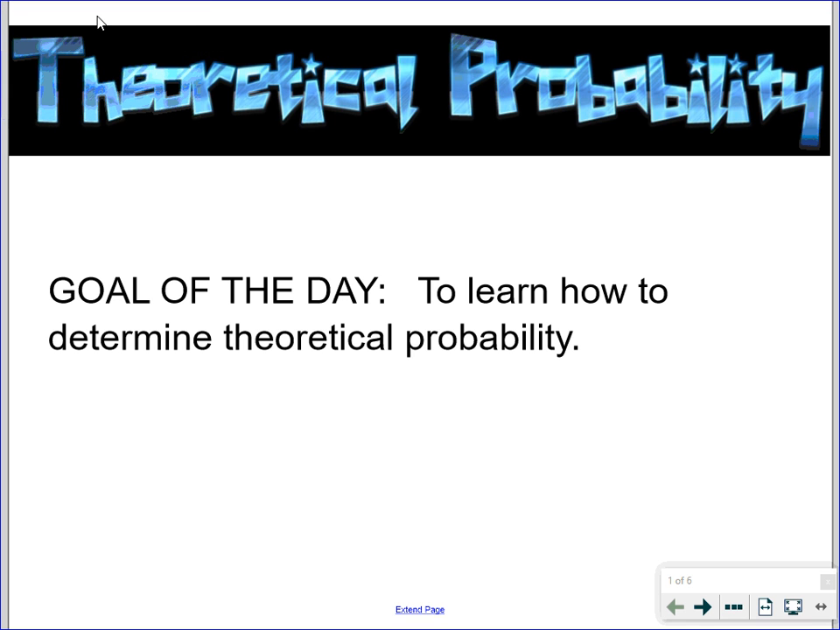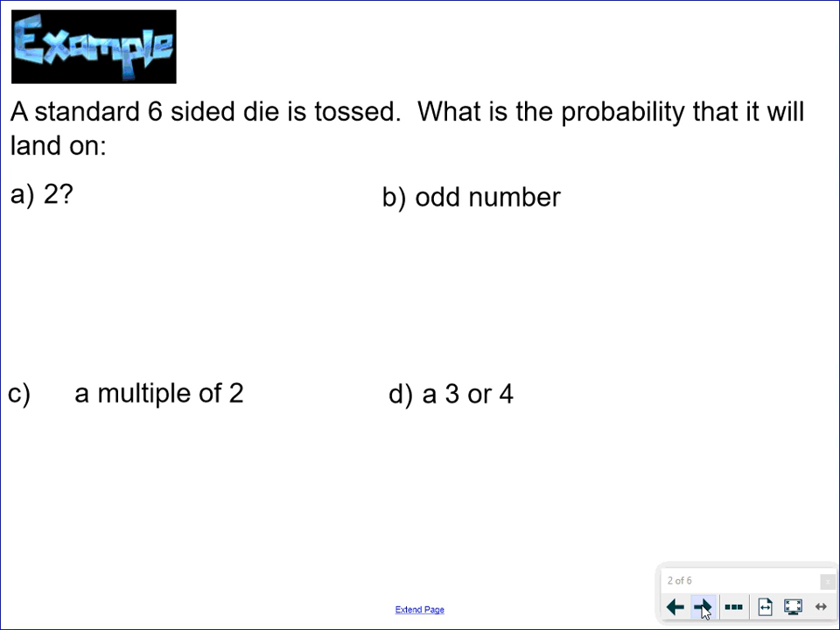Theoretical probability. The goal of this lesson is to learn how to determine the theoretical probability. A standard six-sided die is tossed. What is the probability that it will land on 2?